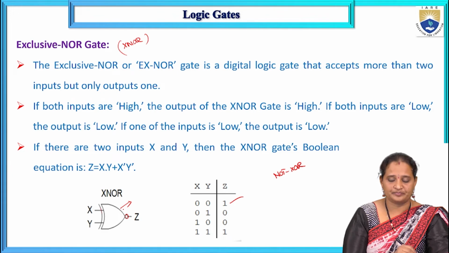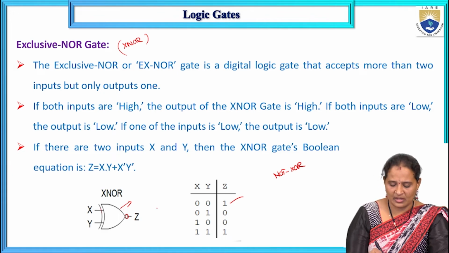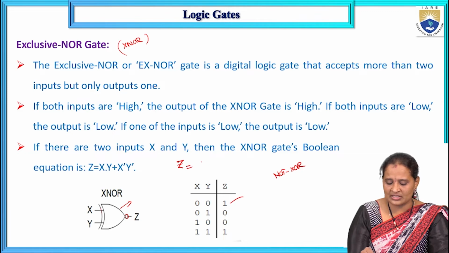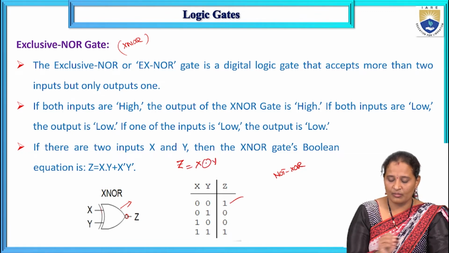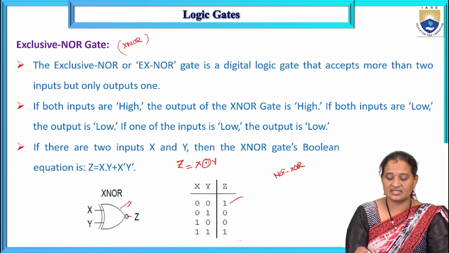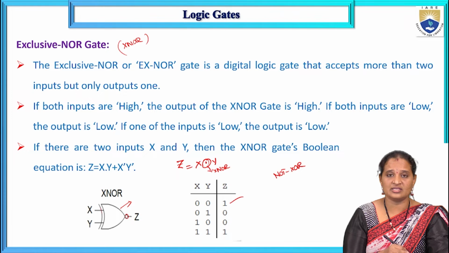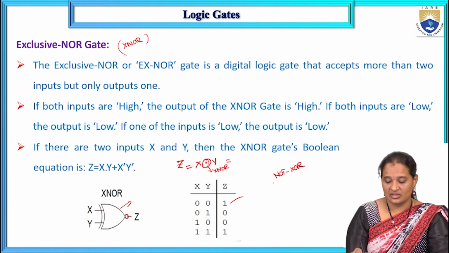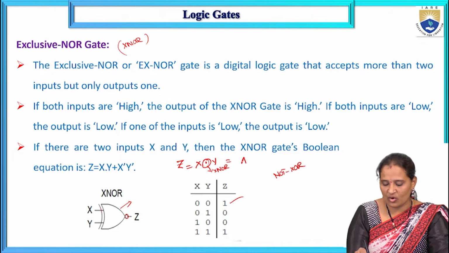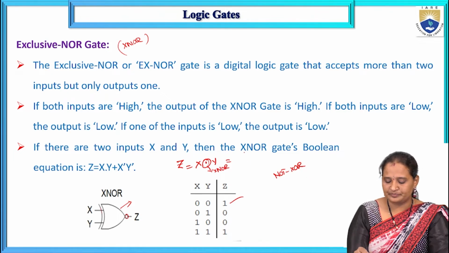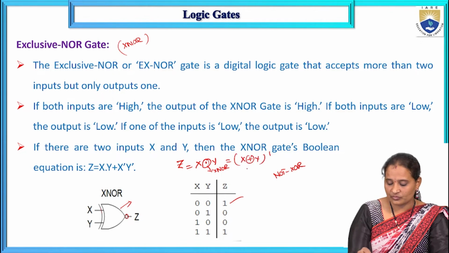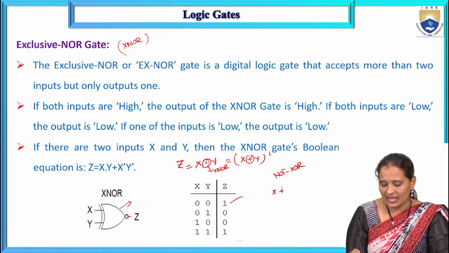Now coming to the logical operator, Z is equal to X XNOR Y, where a dot inside a circle represents the XNOR operator. A plus inside a circle is XOR, a dot inside a circle is XNOR. As I told you, this is NOT of XOR, which means we can also write this as X XOR Y whole complement, which is Z.